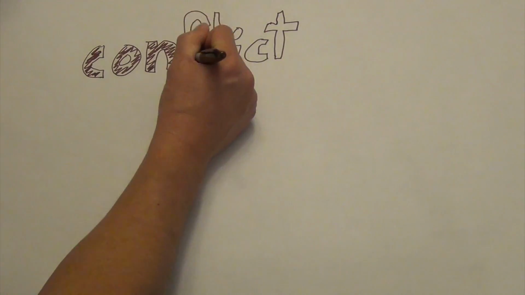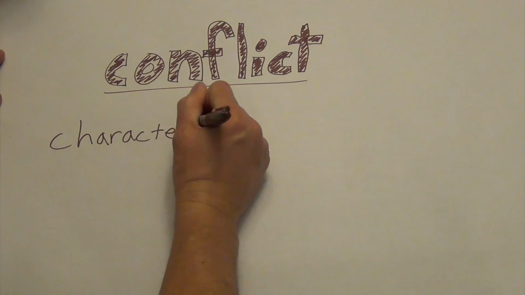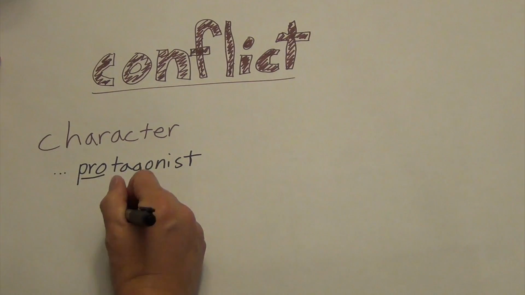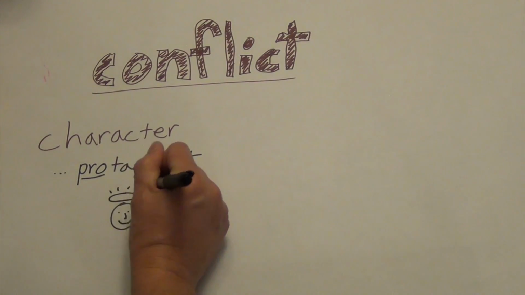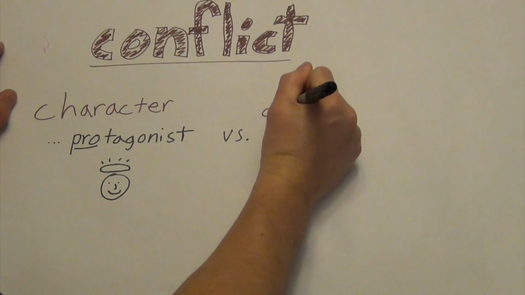Okay, this is our video about conflict in stories. Every story has a character, and that character has to go up against things. Usually we call the character the good guy, or good girl, and they're the protagonist, so they go against things.